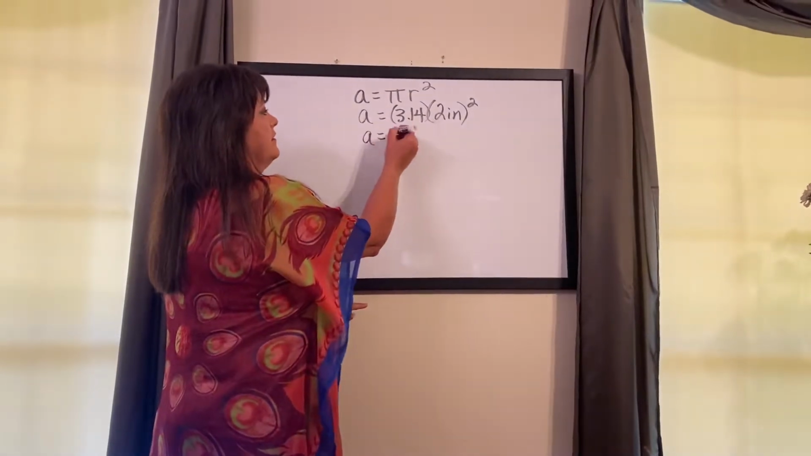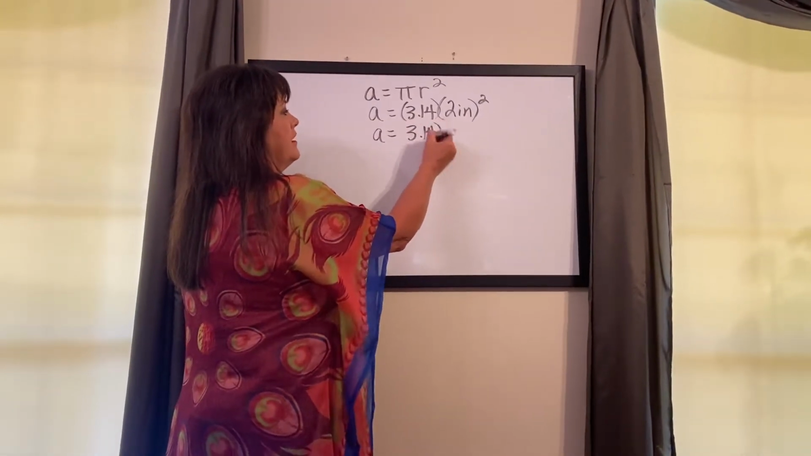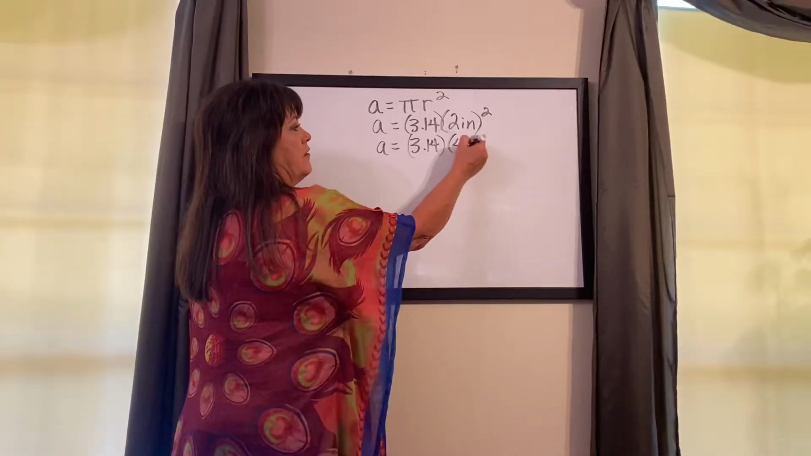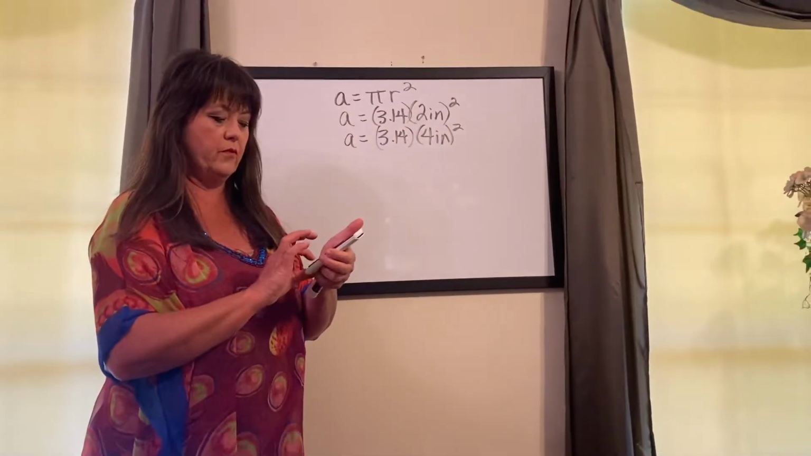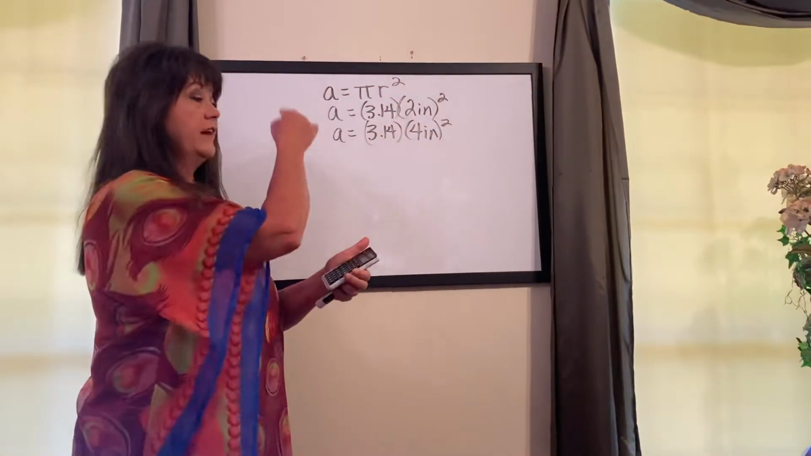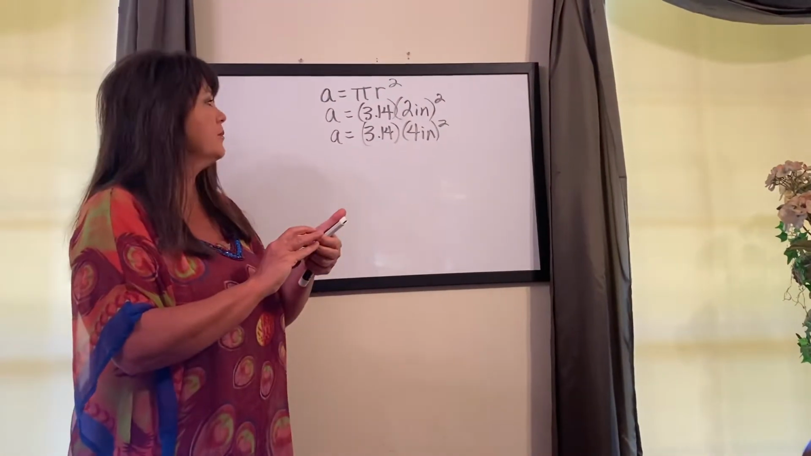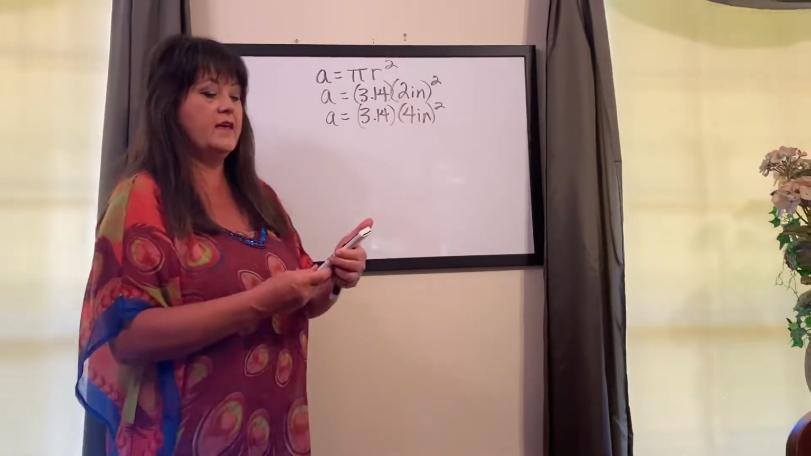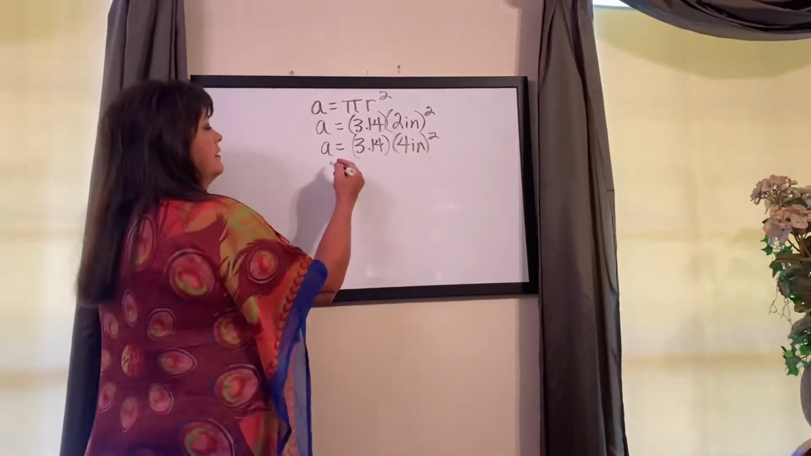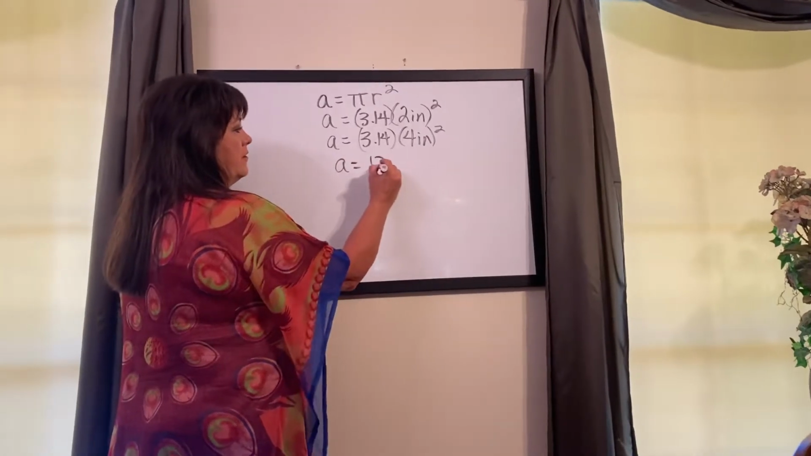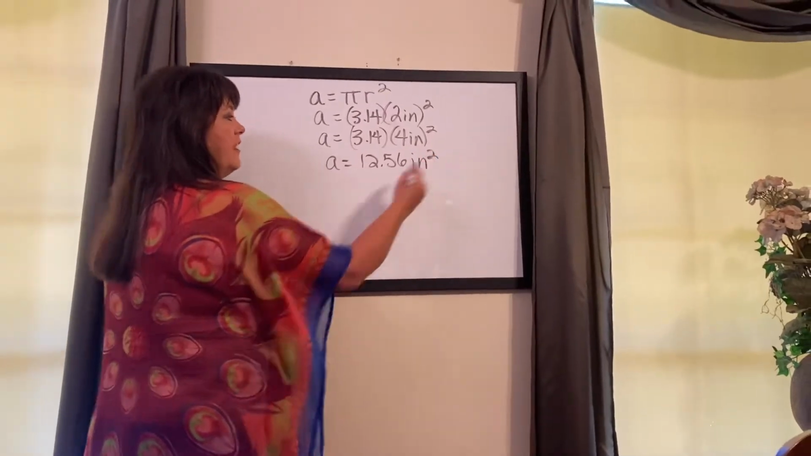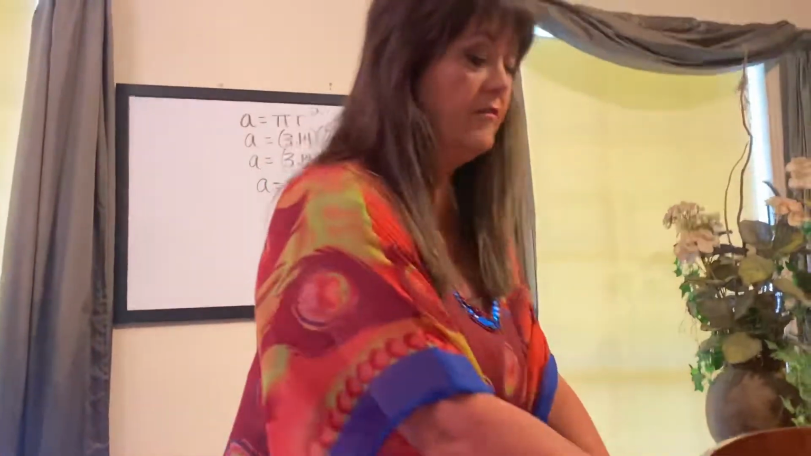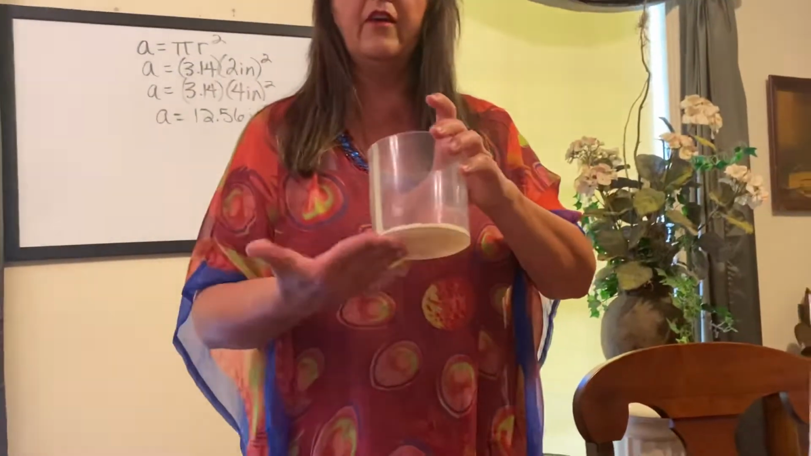So we're going to calculate this, 3.14 times, we want to do the squared part first, 4 square inches. And then we're going to pick up the calculator to multiply. 3.14, notice I did not pick up the calculator until I had written it down first, really important. 3.14 times 4, that's 12.56. So I have 12.56 square inches that I have covered right here, the area of this circle.